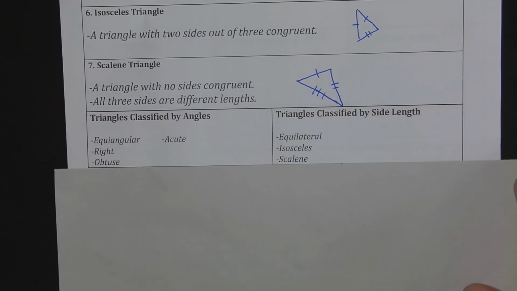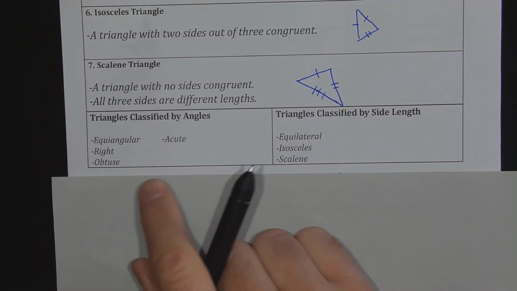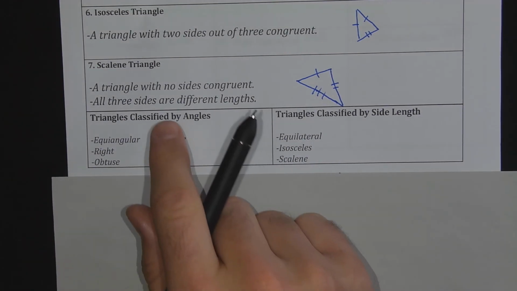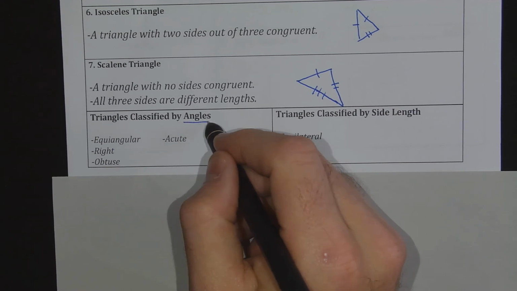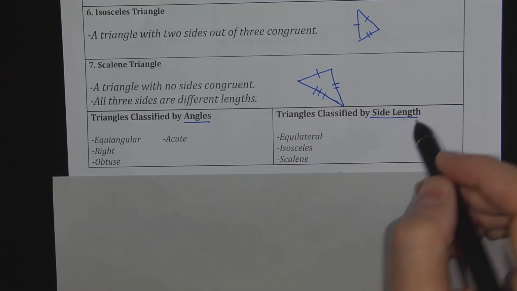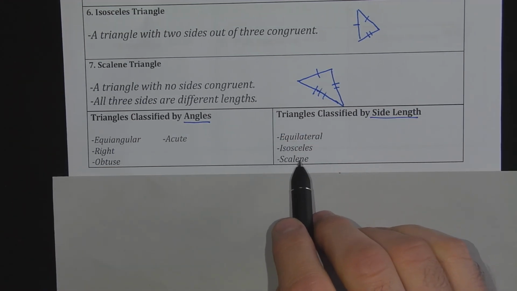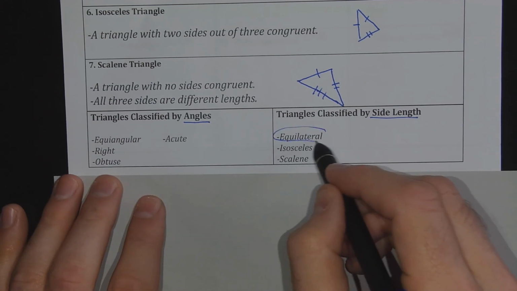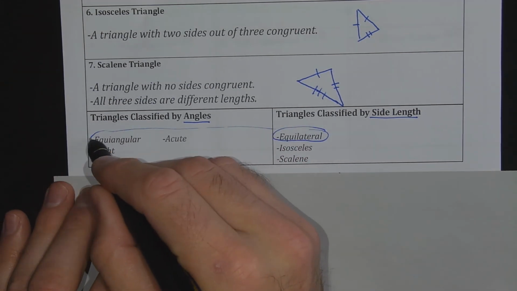All right, just to recap. The 4 on the left, equiangular, right, obtuse, acute. That's how you classify a triangle by its angles. Classifying it by its side length, equilateral, isosceles, and scalene, with the equilateral triangles automatically being equiangular.